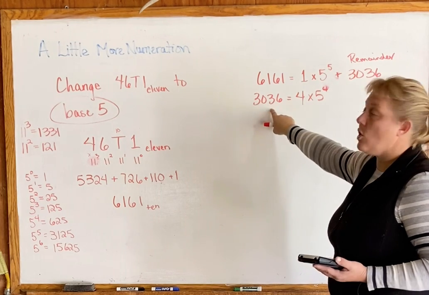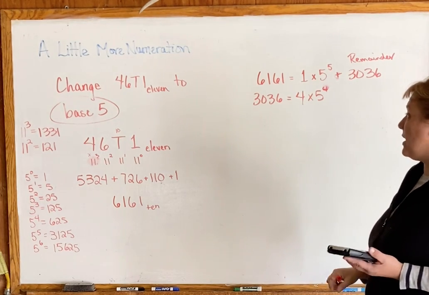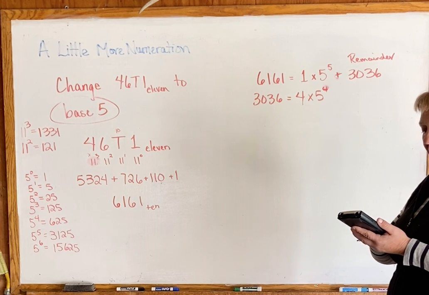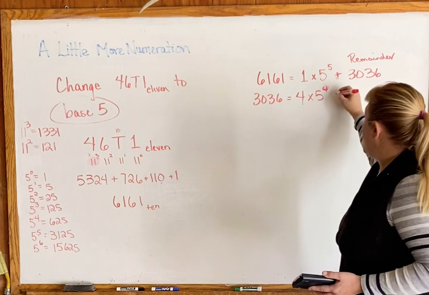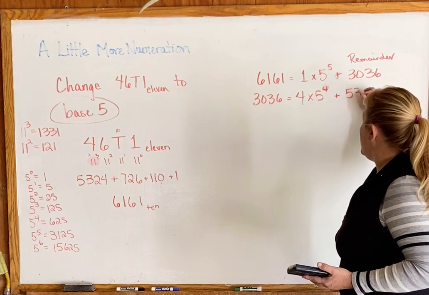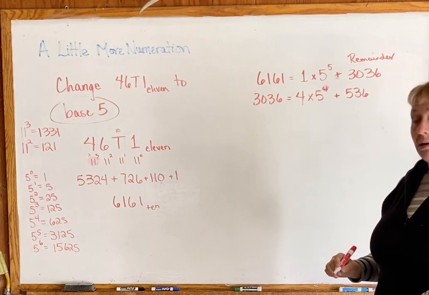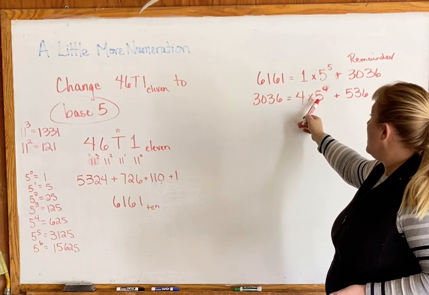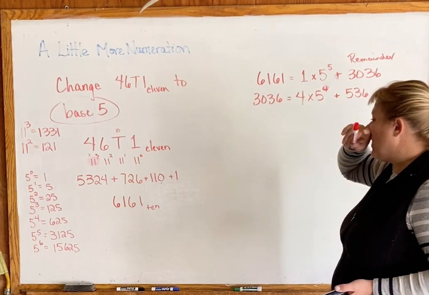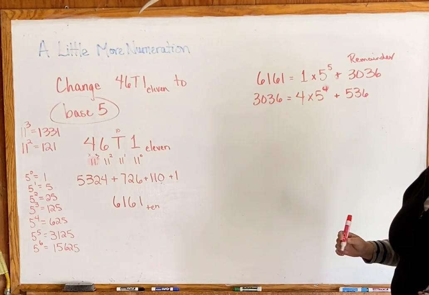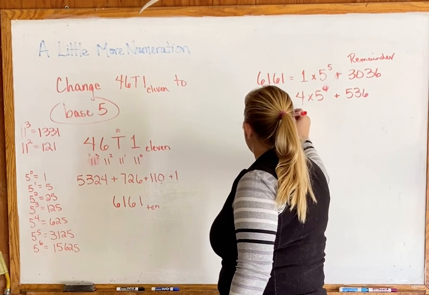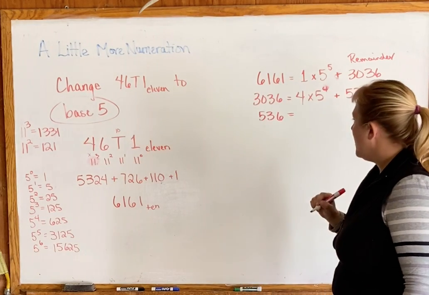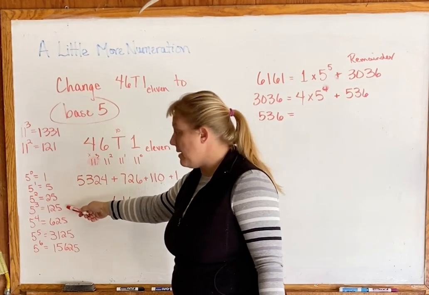So what's left over that would get us up to the 3036? So 3036 minus 2,500 would give us 536 as a remainder. So if we divide by 625, we get 4 with a remainder of 536. So then we bring 536 to the side here. Now we're at the next number in line.